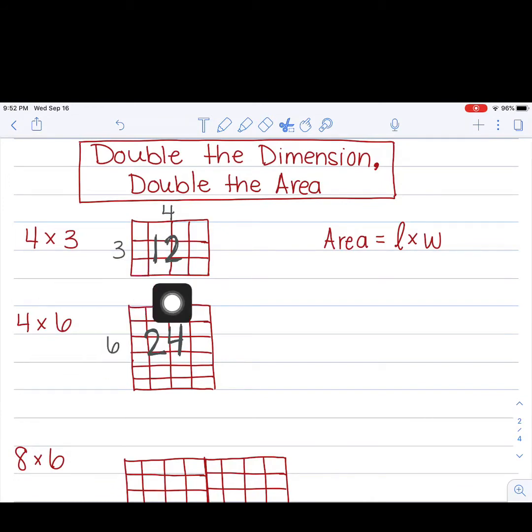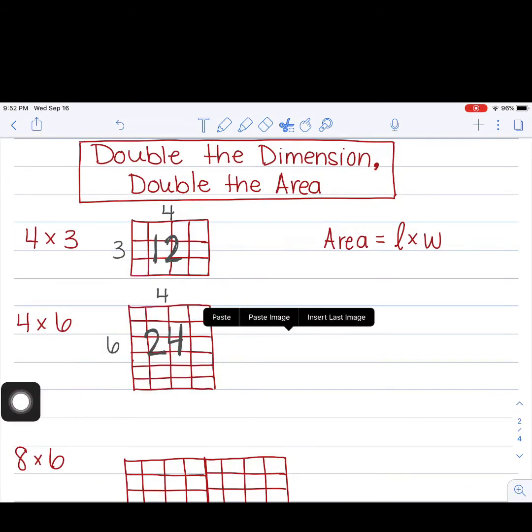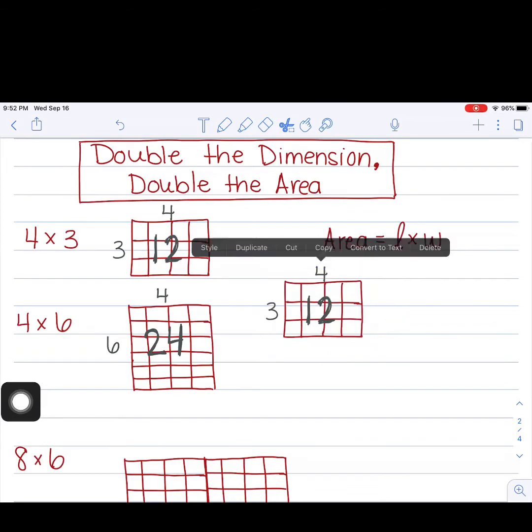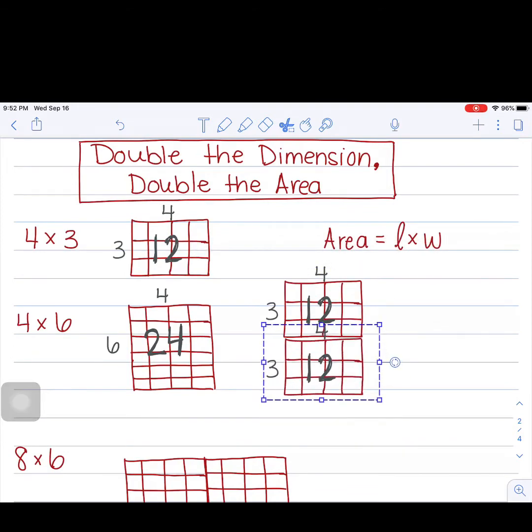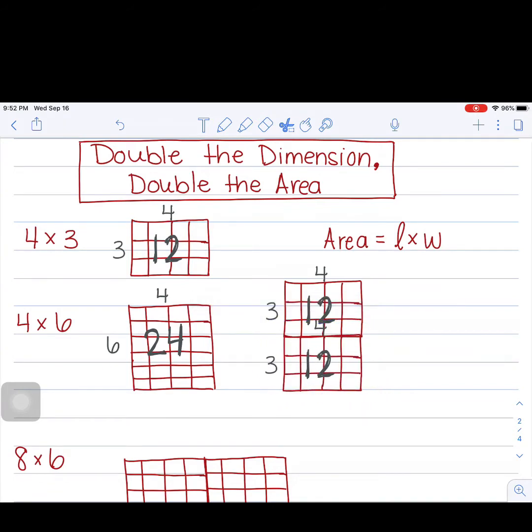Did you notice that my 4 by 6 is basically 2 4 by 3s? So I'm going to stack these, or double these. See that? So I have 6 rows and I have 4 columns. So it's a 4 by 6, but this has turned into a 4 by 6 array because I've doubled it, right? So I've doubled the dimensions of this original, and my area, in effect, is also doubled.